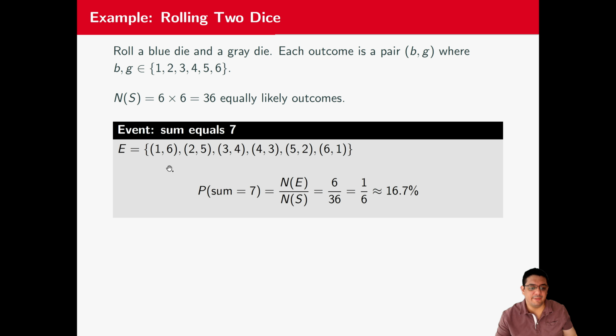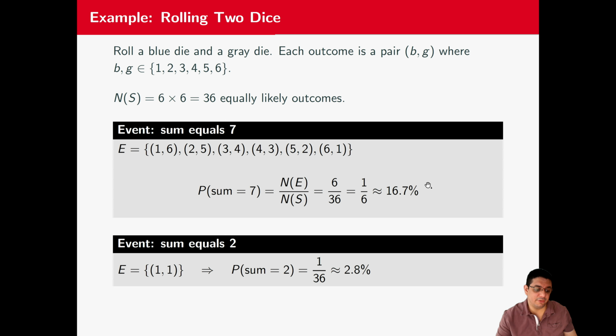Now, how many do I have? I have 6 possible outcomes in this case that give me a sum of 7, out of 36 equally likely outcomes that make up the entire sample space. So, of course, this is going to be 6 out of 36 in my probability, and that's 1 over 6, which is 16.7%.